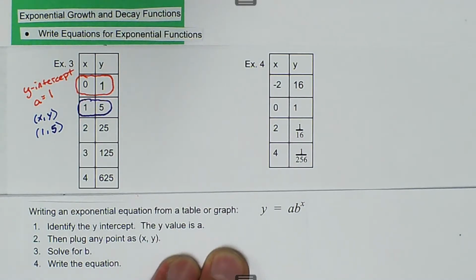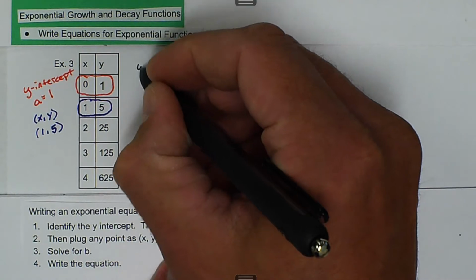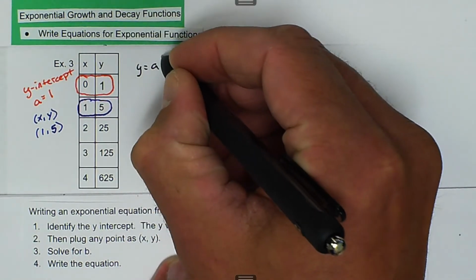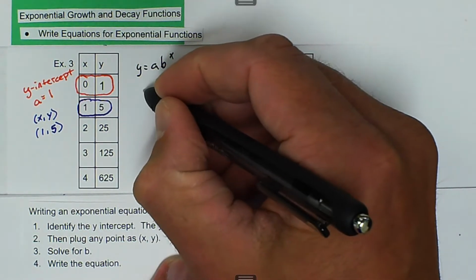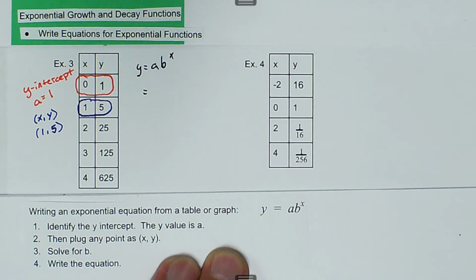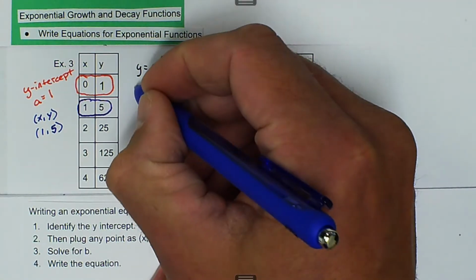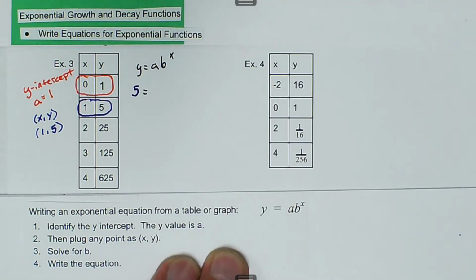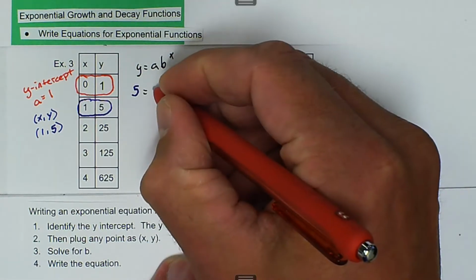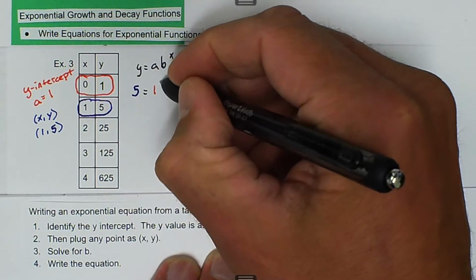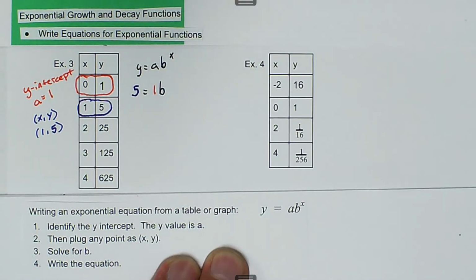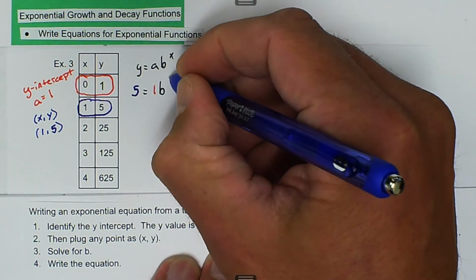So we can substitute those into the equation. So our equation that we're working with, again, is y equals ab raised to the x power. So our y value in this case is going to be 5. Our a value is 1. We don't know what the b value is. That's what we're trying to calculate. And our x value is going to be 1.